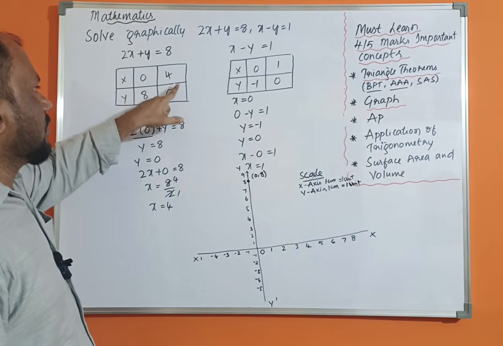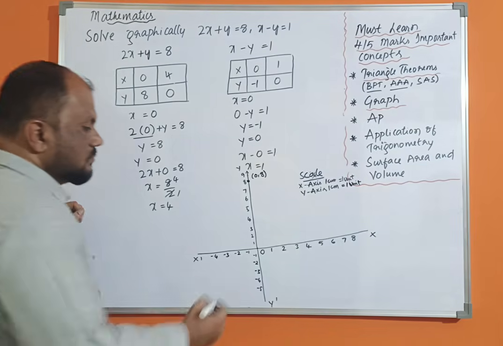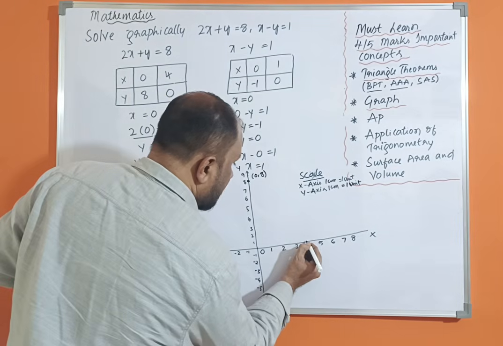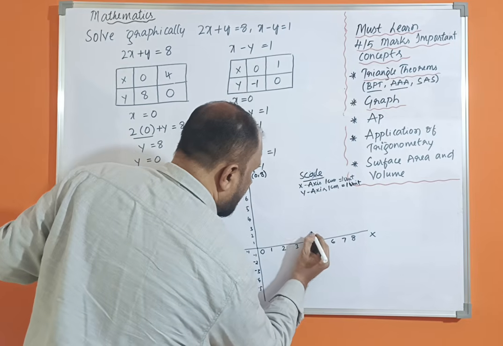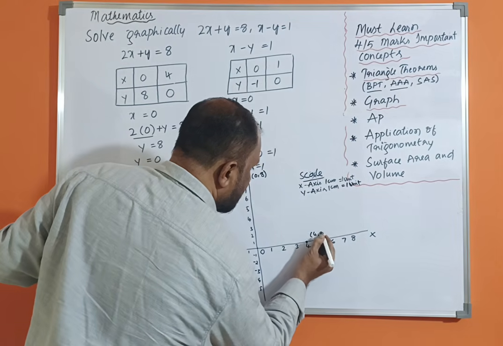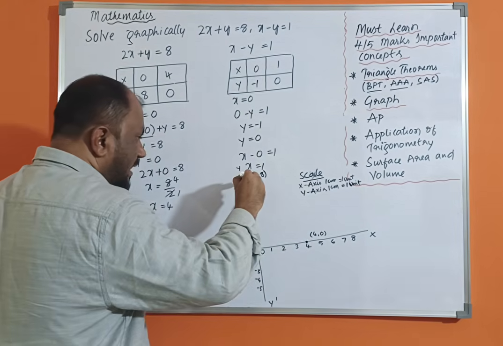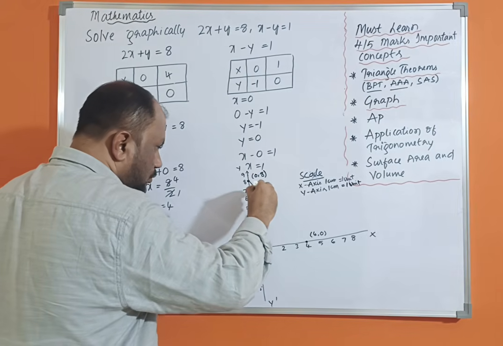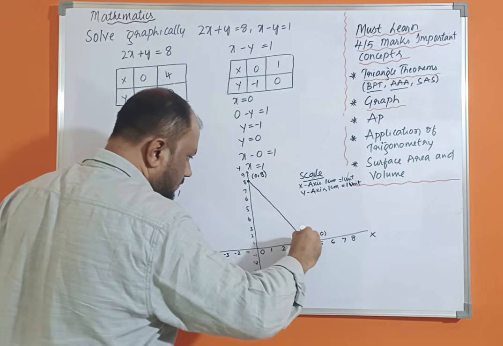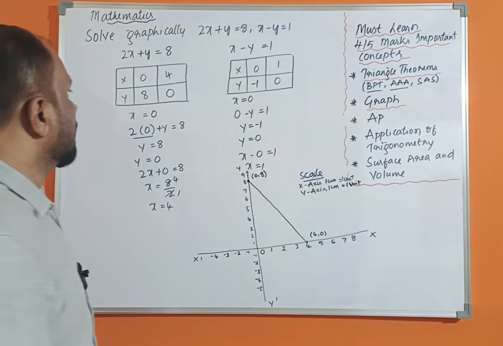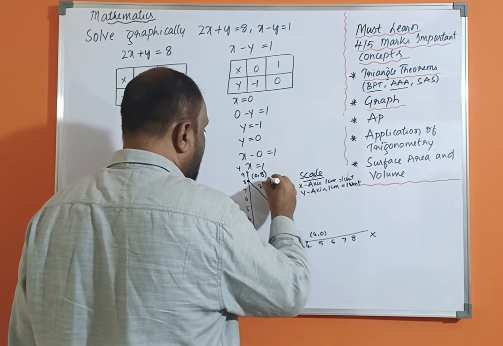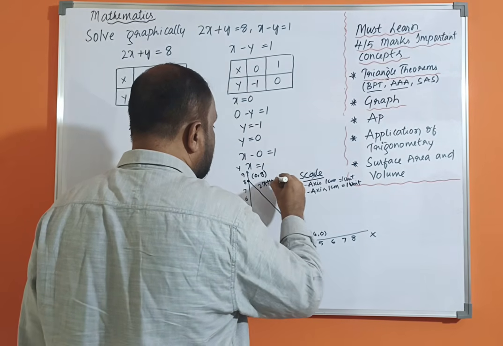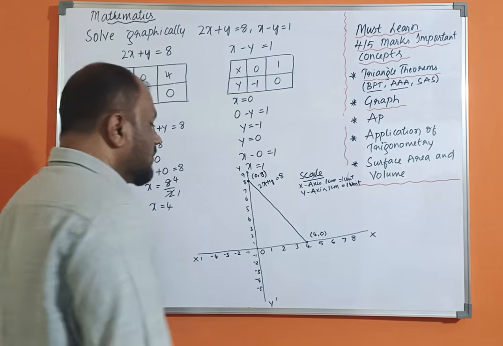x is equal to 4, y is equal to 0. So now go to x is equal to 4, this is the 4. And y is equal to 0, it is on the same x-axis only. 4, 0. Now with the help of a scale, join this. So this is the line for the equation 2x plus y is equal to 8.